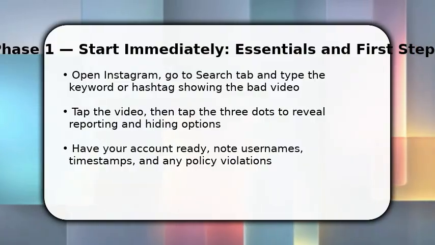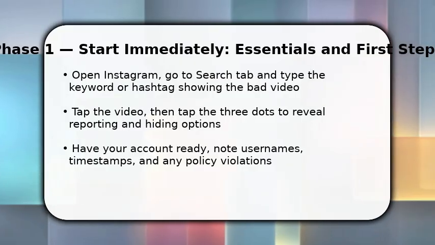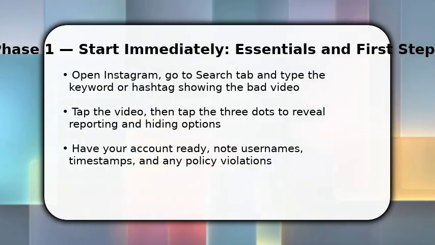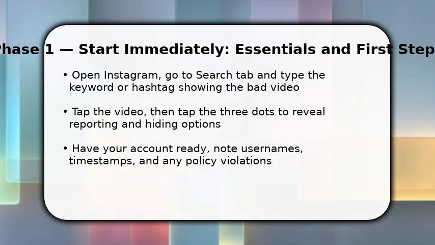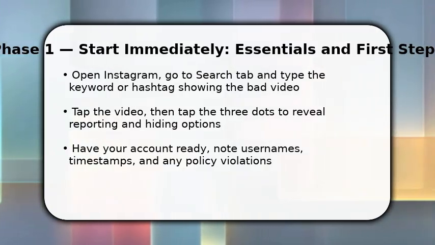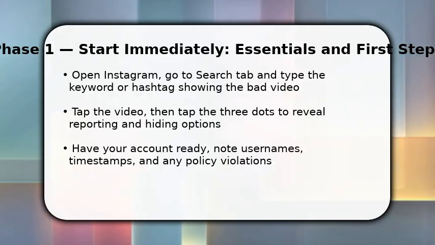You begin by locating the unwanted video in search so you act precisely. Open search and enter the exact keyword or hashtag that shows the clip. Once found, tap the video and immediately tap the three-dot menu to expose report and hide controls.